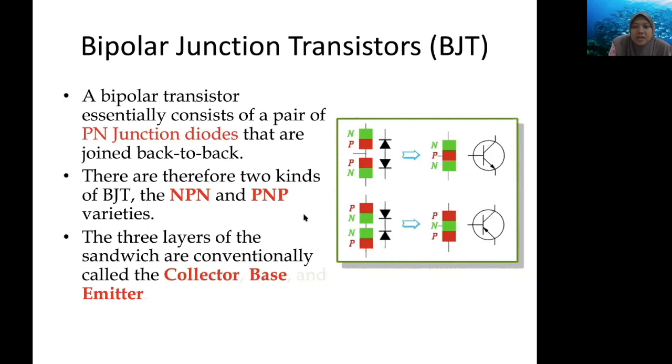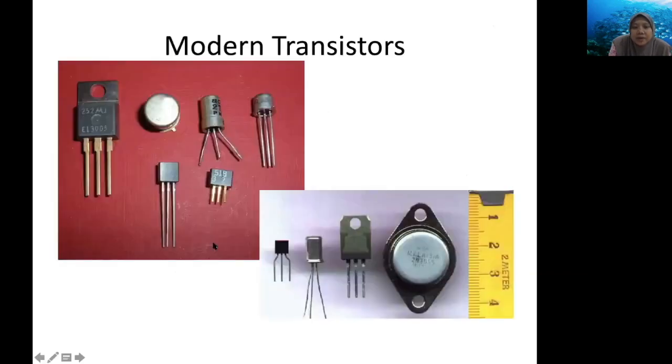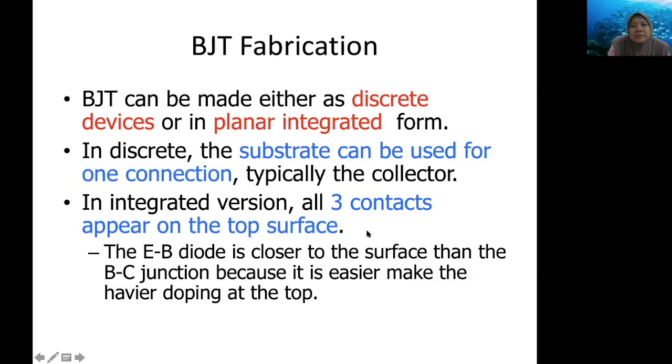We learned this in your first year. This is just an introduction. So for a modern transistor, you can see this is a single one. Sometimes they call it a discrete device, one by one. But you can actually make it smaller. The packaging is actually big, but the transistor inside is very small. So, BJT fabrication.